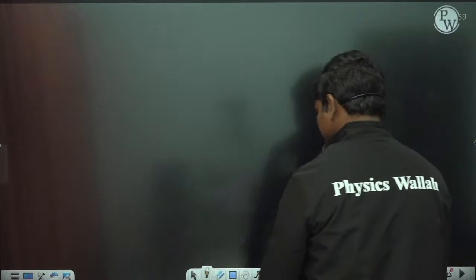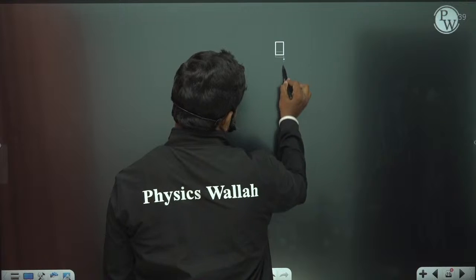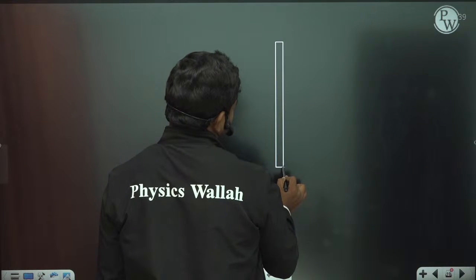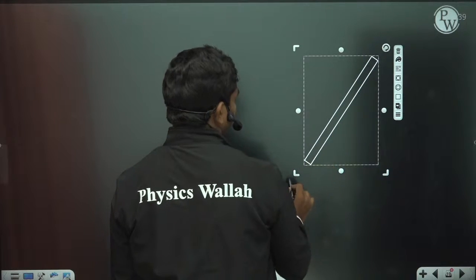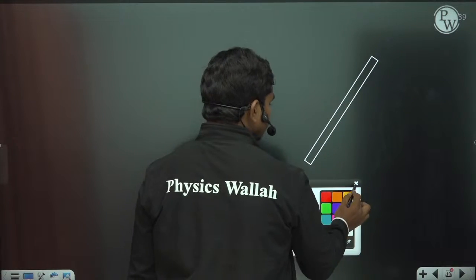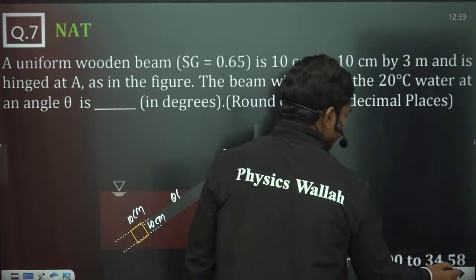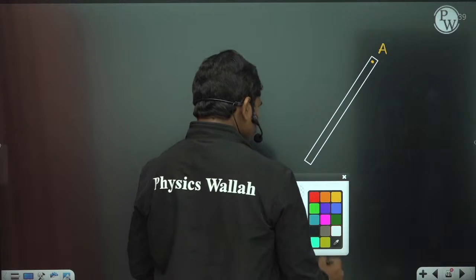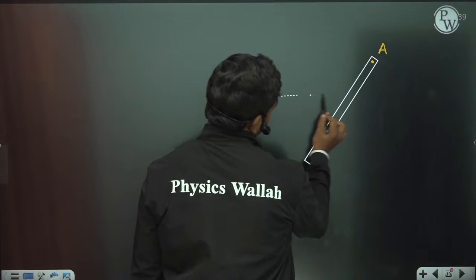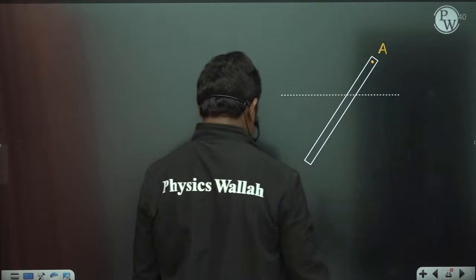So see here, you have the beam like this. This is a beam. Now let us suppose this is your hinge. What is the location of this hinge? A is given. Now the water is up to this particular portion.